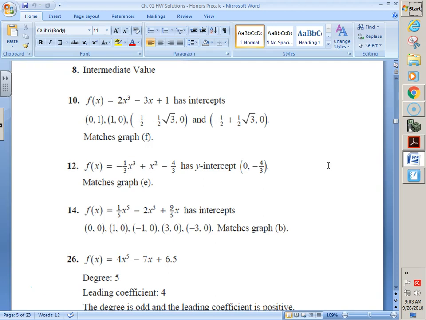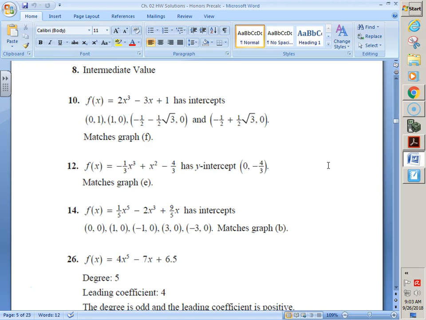I was catching up on last homeworks that were due at the end of last week. And there is something that I am still having to take points off on homeworks that I don't want to be anymore. Can you guys check your 10, 12, and 14? Did you guys just put F, E, and B? Or did you sketch the graphs that are supposed to match the equations?